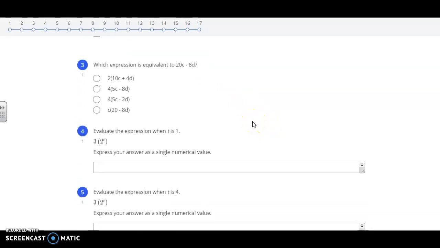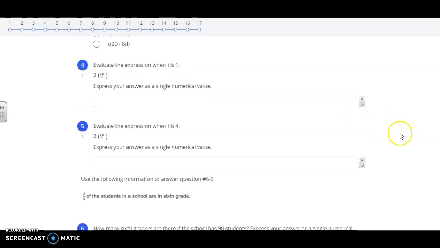Question number 3. Which expression is equivalent to 20c - 8d? Your choices are 2(10c + 4d), 4(5c - 8d), 4(5c - 2d), or c(20 - 8d). Pause and solve.